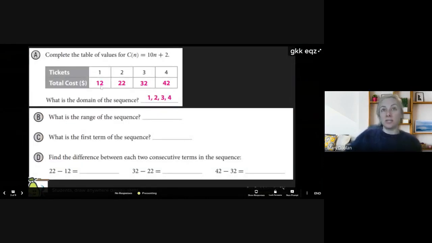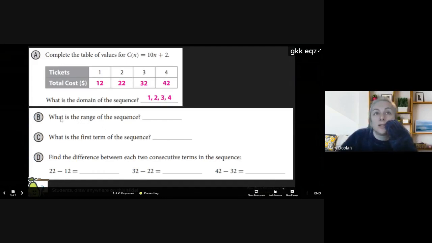And so here you can see that 12, 22, 32, 42, those are the values. And then the domain of that sequence, okay, your input values, what were the different values of n? 1, 2, 3, and 4. These were the inputs or the domain. The outputs or the range, well, that's what question B says. What is the range of this sequence?